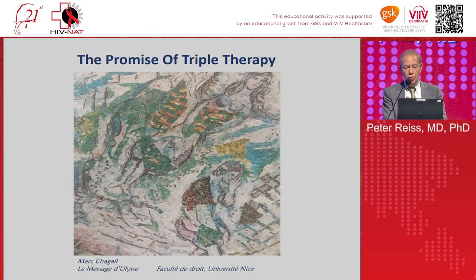But not long thereafter, as novel NNRTIs and the first protease inhibitors arrived, and PCR technology gave us HIV RNA to better measure what our treatments were actually doing in patients, the promise of triple therapy began to dawn in the mid-90s.